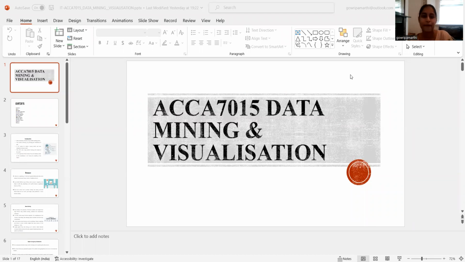Let me start by introducing myself, Gauri Pamarthi. I'm a master's student with a specialization in data science and analytics. As you can see on my screen, data mining and visualization. Today I'm going to give you a presentation on one part of my module description, the data set, that is room occupancy estimation using the machine learning process.